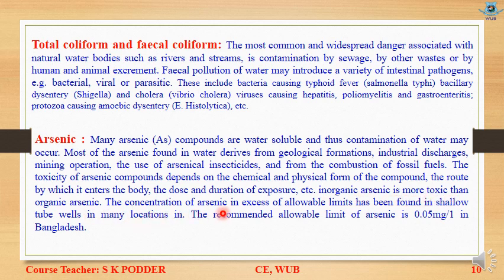The concentration of arsenic in excess of allowable limits has been found in shallow tube wells in many locations. The recommended allowable limit of arsenic is 0.05 milligram per liter in Bangladesh. So, according to the Environmental Conservation Rules for Bangladesh standard, the arsenic limit is to be 0.05 milligram per liter.